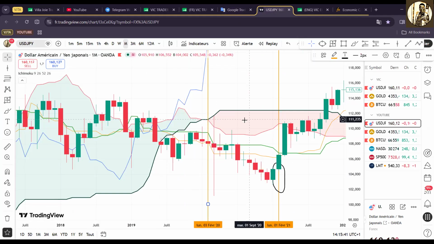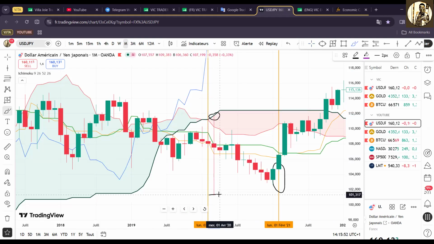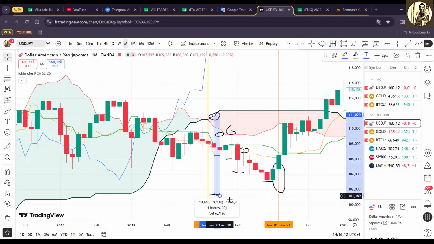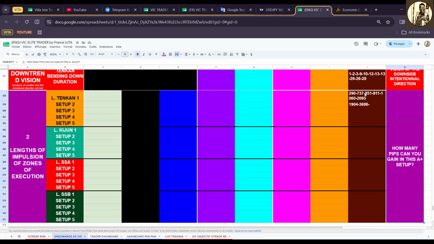Let's do from this point, from when Tenkan bended to the downside to here. We have the first touch of Tenkan to the downside, and the maximum to the downside was this one. Then the second touch, the maximum was this one. The third touch, the maximum was this one. No, it was this one. The fourth touch, the maximum was this one. So we have this as the first, 1066.